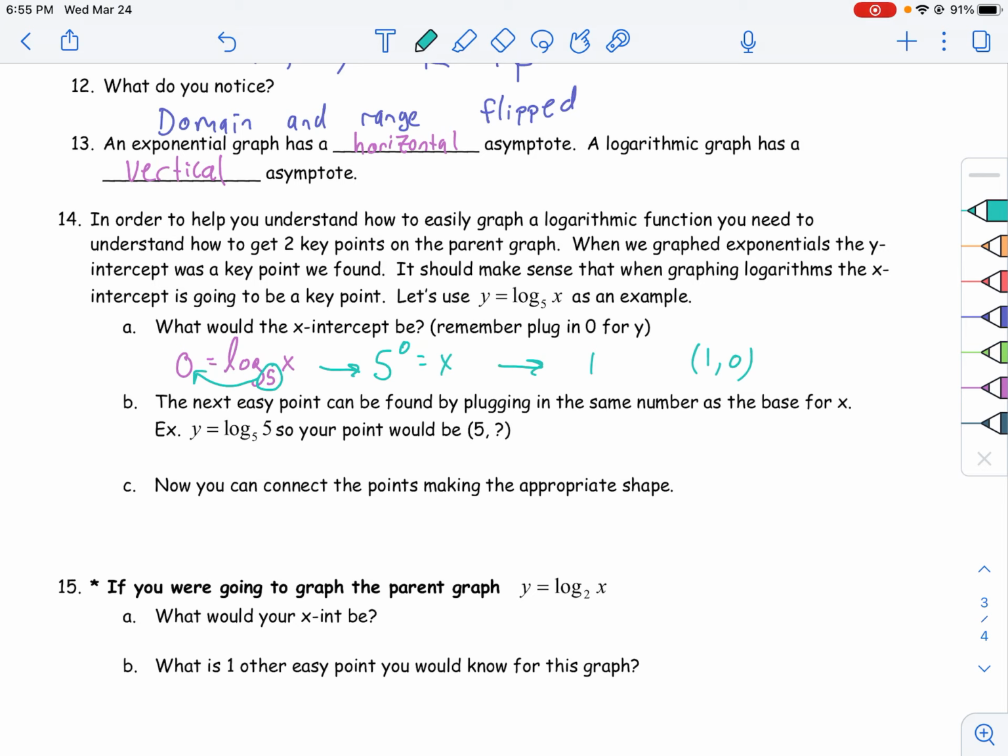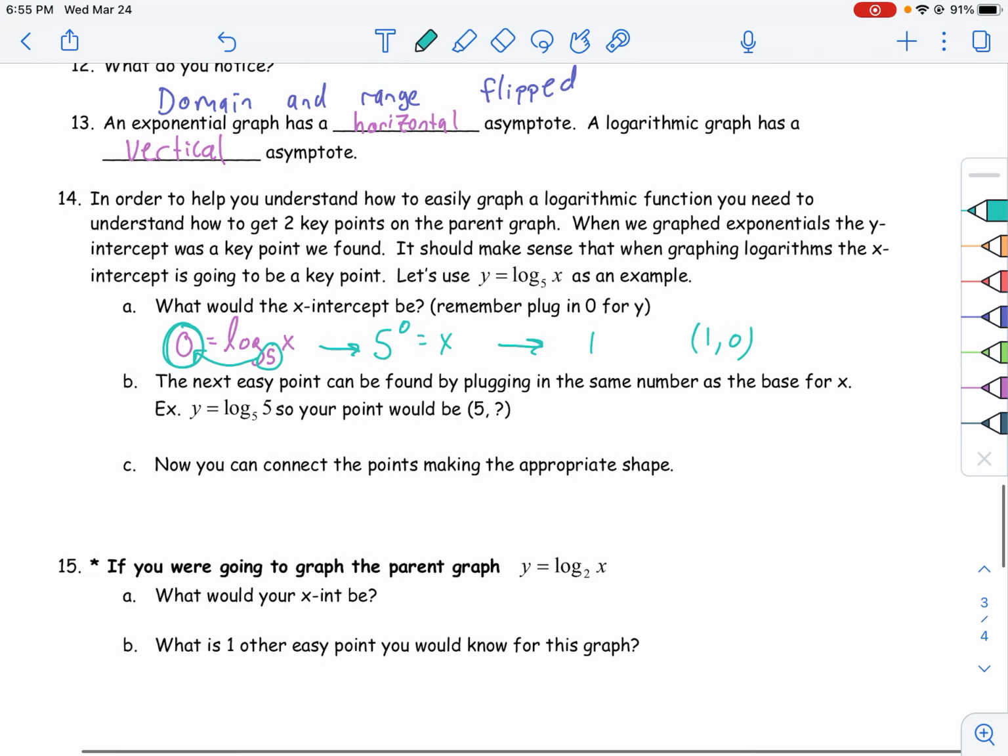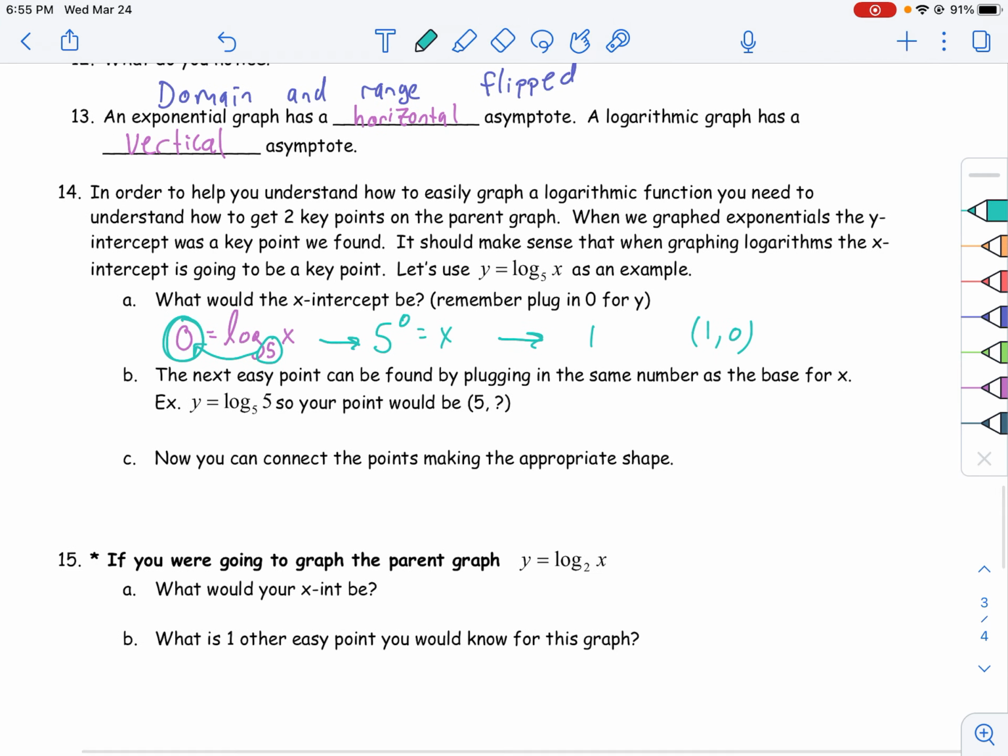All right? And that's because any log, if it equals 0, that's just saying whatever the base is raised to the 0 is equal to the x value. All right? And that x value is always going to be 1. So the next easy point that can be found is by plugging in the same number as the base for x.